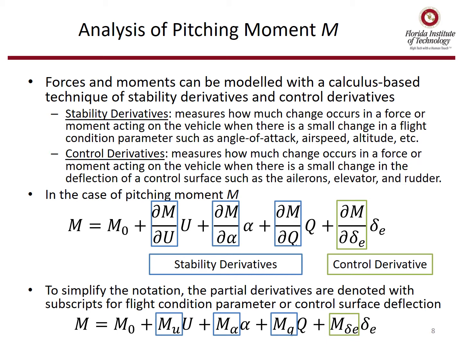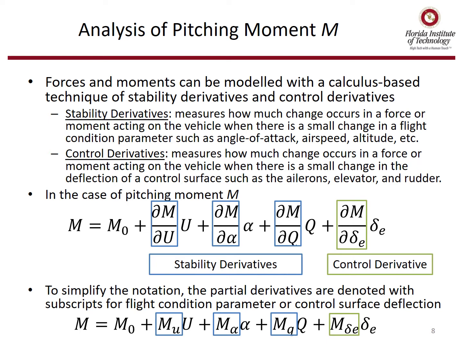Control derivatives, on the other hand, measure how much change occurs in a force or moment acting on the vehicle when there's a small change in the deflection of an actual control surface, such as the aileron, the elevator, or the rudder. In the case of pitch motion or pitch moments, the elevator, delta E, is what's going to generate the moment. So the calculus-based model uses these stability and control derivatives, and it breaks down the moment on the left-hand side of the equation into these sub-elements.